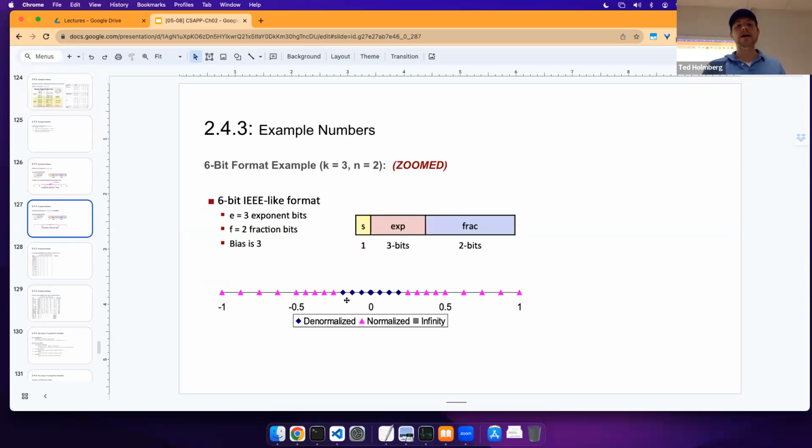We can see my denormalized space would populate anywhere around here, 0, and all the values by which my exponent field is all zeros, but my fractional field is not. And then at one point, as soon as I have to add a non-zero term into my exponent field, I then become a normalized value. I could still be close to 0, but not as close as the denormalized numbers.